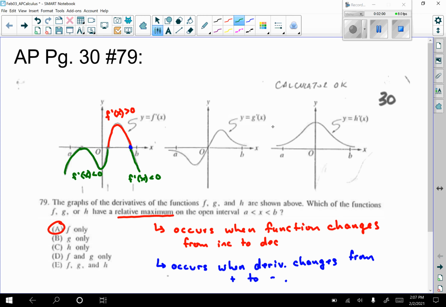For g prime of x, our derivative is negative here. And then our derivative is positive here. So our derivative only changes from negative to positive. So g is out. And then for h prime of x, our derivative is positive everywhere. So that's not going to happen. So that's why it only happens for our function f only, because that's the only derivative that shows that it's changing from positive to negative.